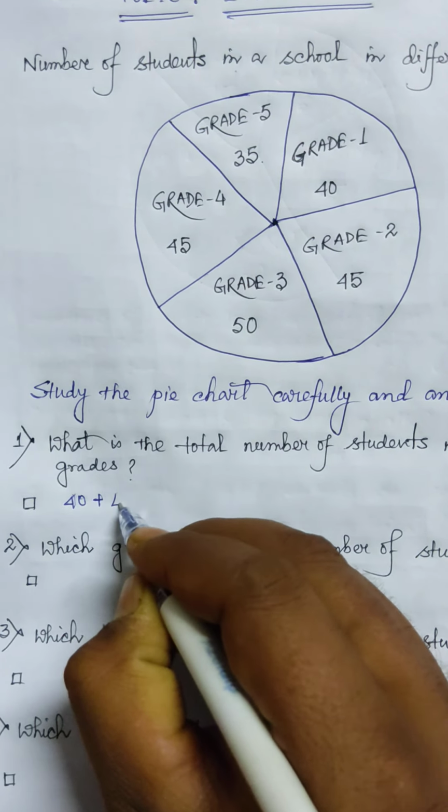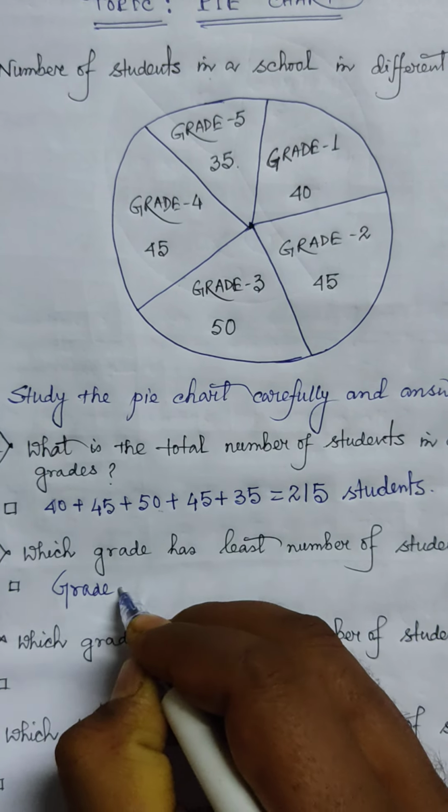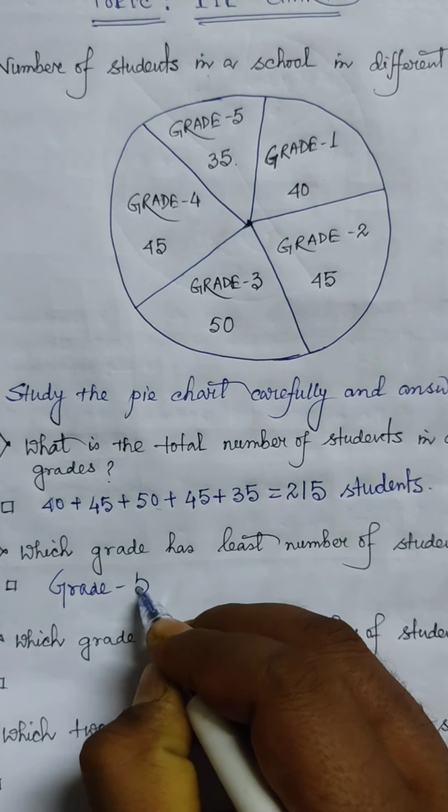Now question number 2. Which grade has least number of students? So we can see from here grade 1 40, grade 2 45, grade 3 50, grade 4 45, grade 5 35, which is the least. So which grade has least number of students? Grade 5. You write grade 5.